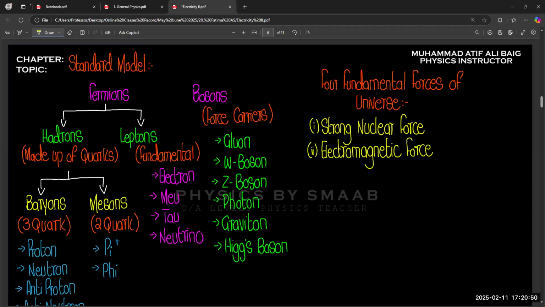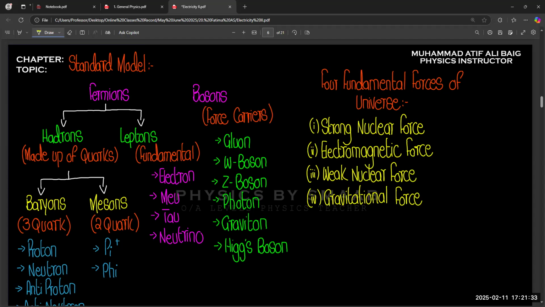So electromagnetic is also fundamental. Number three, weak nuclear force. And the fourth one is gravitational. So this category of the forces are the general and fundamental categories of the forces of the universe.